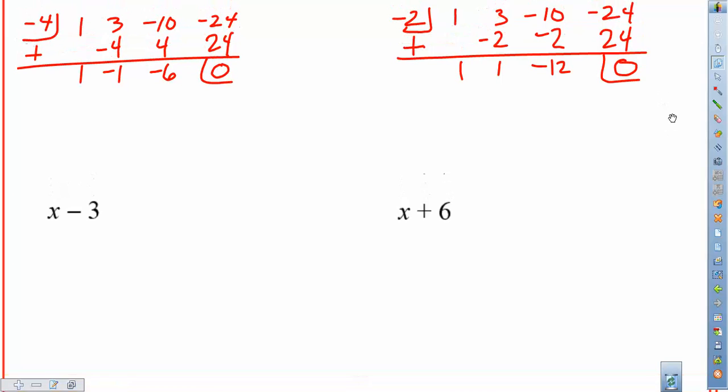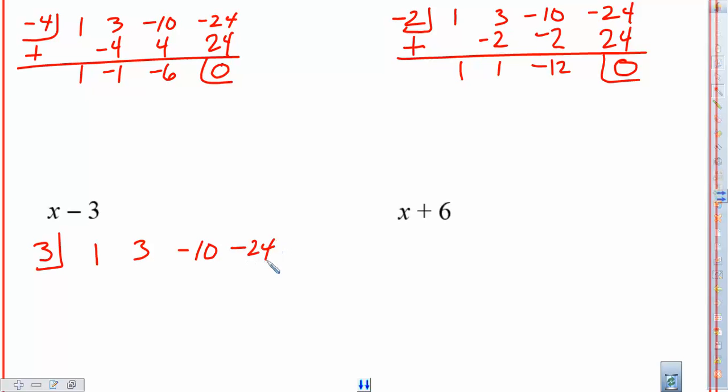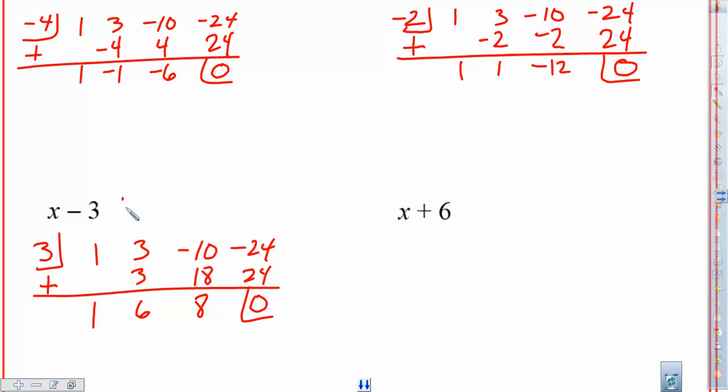X minus 3. That means you put a positive 3 here, right? And then coefficients, 1. I'm just looking at those numbers at the top. It's too good to be true, right? Boy, we're getting a lot of factors here. Yes, this one is too. Interesting. Let's look at this guy.